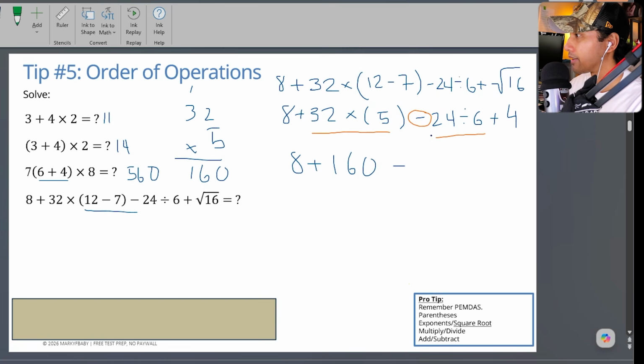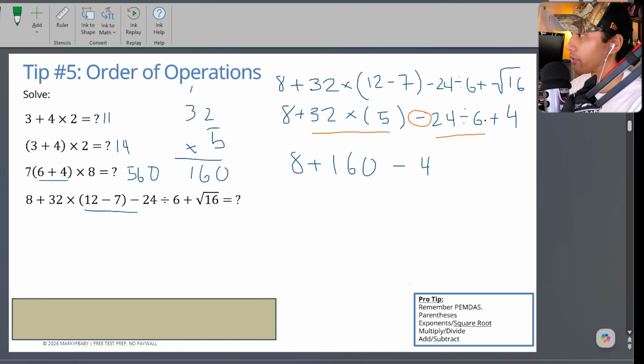Minus, and then what is 24 divided by 6? Negative 24 divided by 6. Well, if you know your multiplication and times tables, you know that it's negative 4.